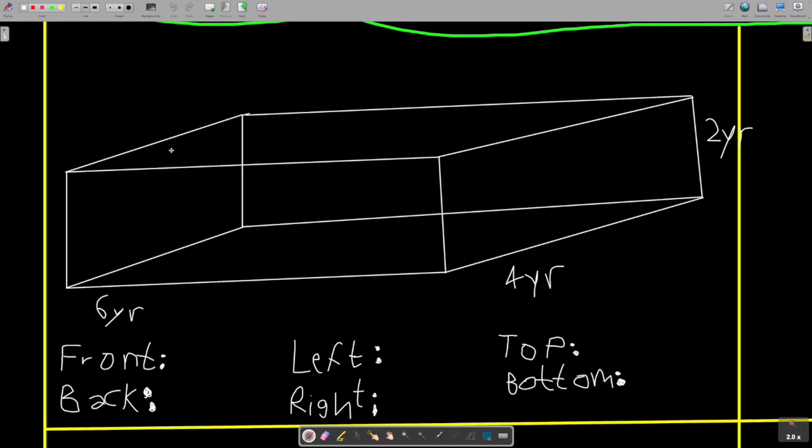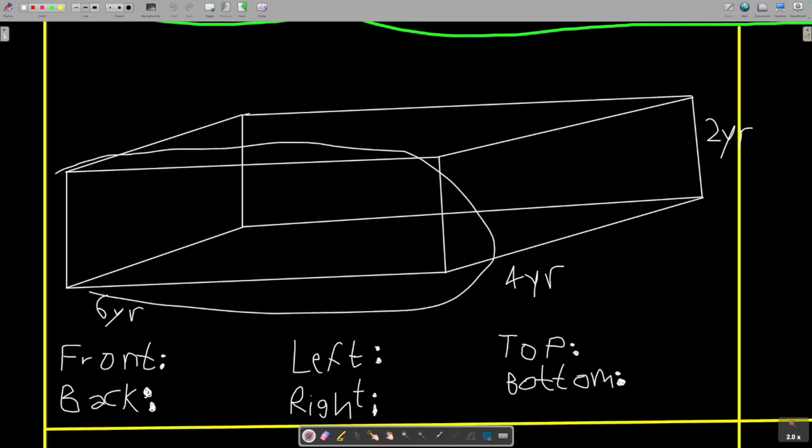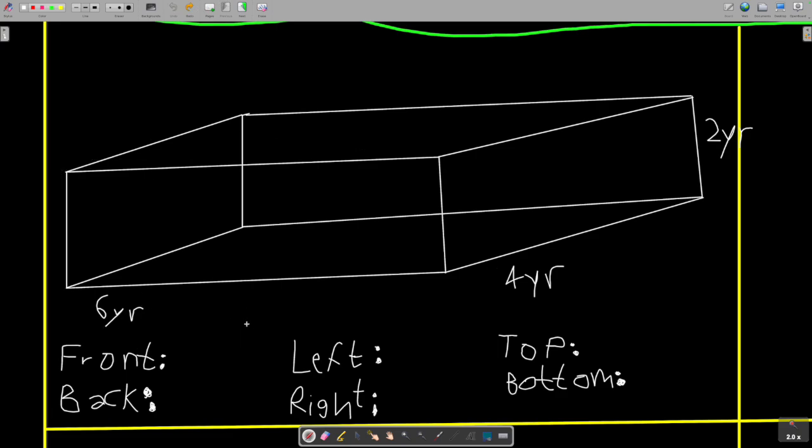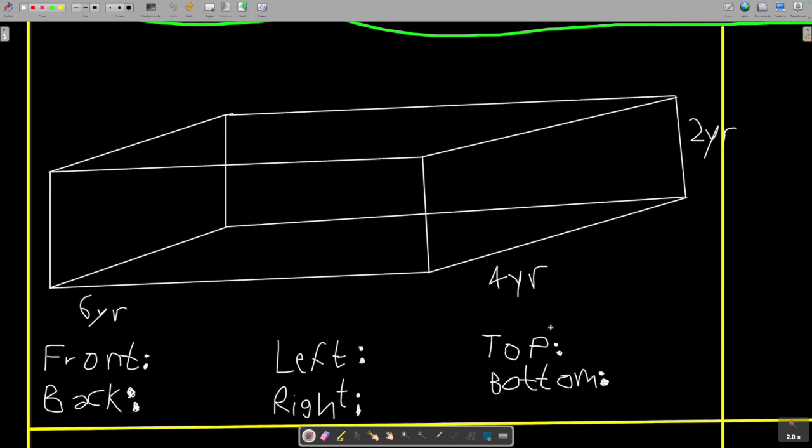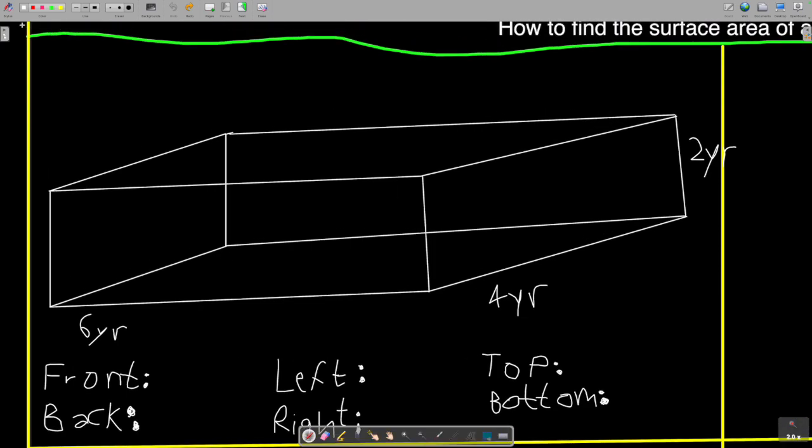To find the surface area of a cuboid, you have to measure the area of all of the sides. This side, which is the front side, for example, we measure it and then add it with all the other sides, which are the back, left, right, top, and bottom. So let's just get right into it.